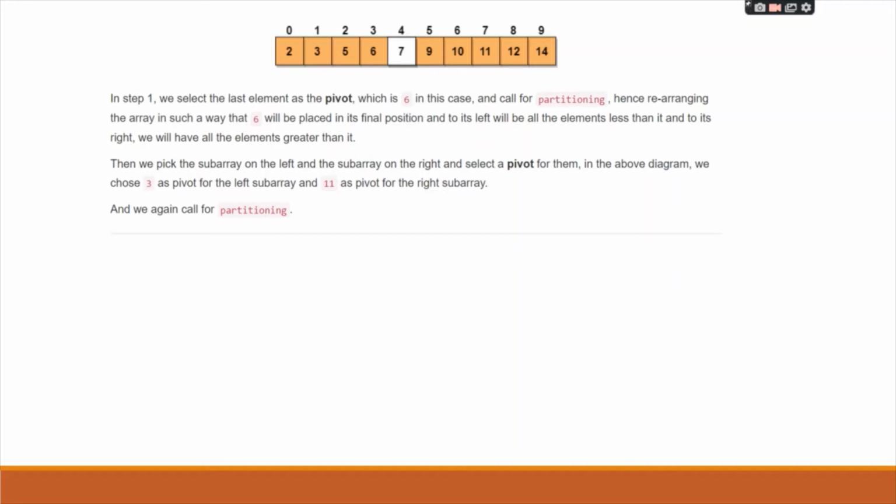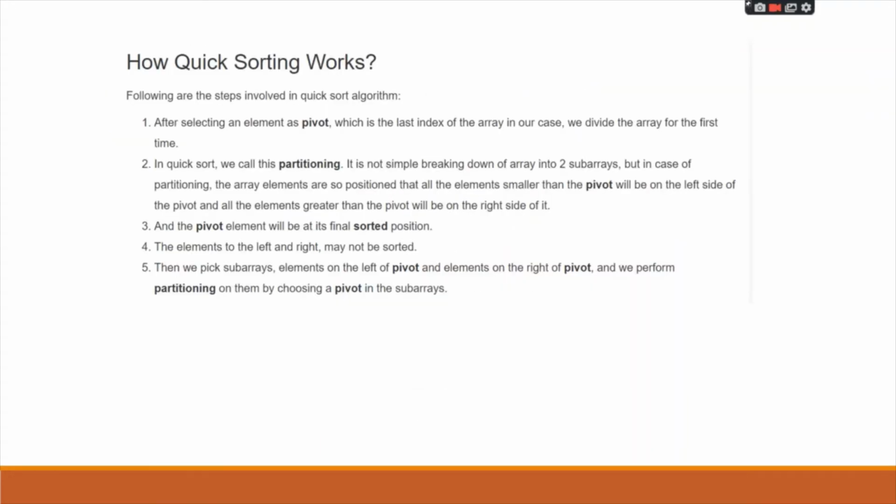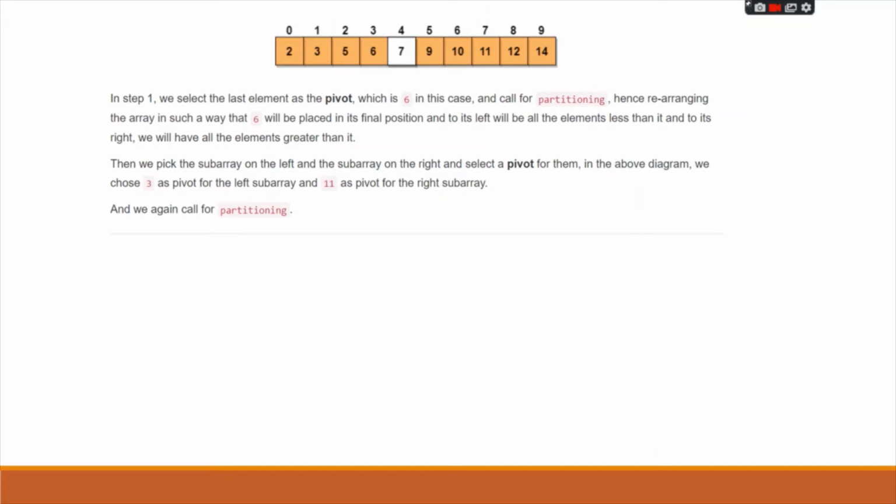And I would like to bring to your notice that you have seen that all the pivots are already fixed in their position. That is the third point over here. The pivot element will be in its final sorted position. So the pivot would already be sorted in its final position when you do the quick sorting process. Now we'll go into the implementation of the code for how quicksort happens.